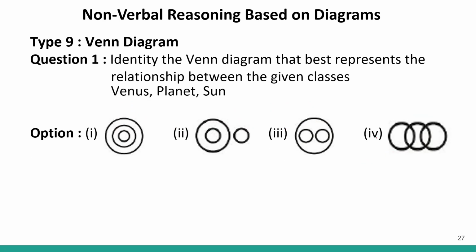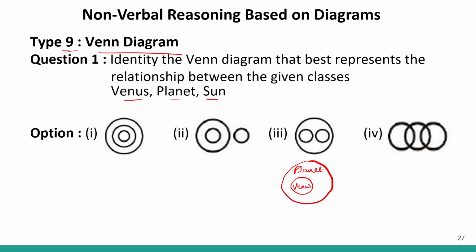Clear? Then we have type 9, Venn diagrams. Venn diagrams, question number 1. We are given 3 words, Venus, planet and sun, and we have to identify the relationship between them and which of the following Venn diagrams represent the correct relationship. So I know that Venus is a planet. So if this is my planet, Venus will be a part of my planet.